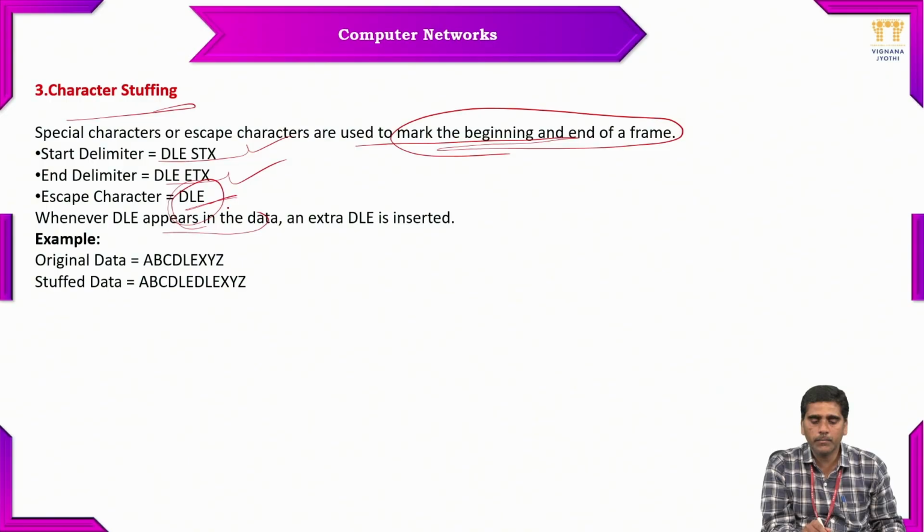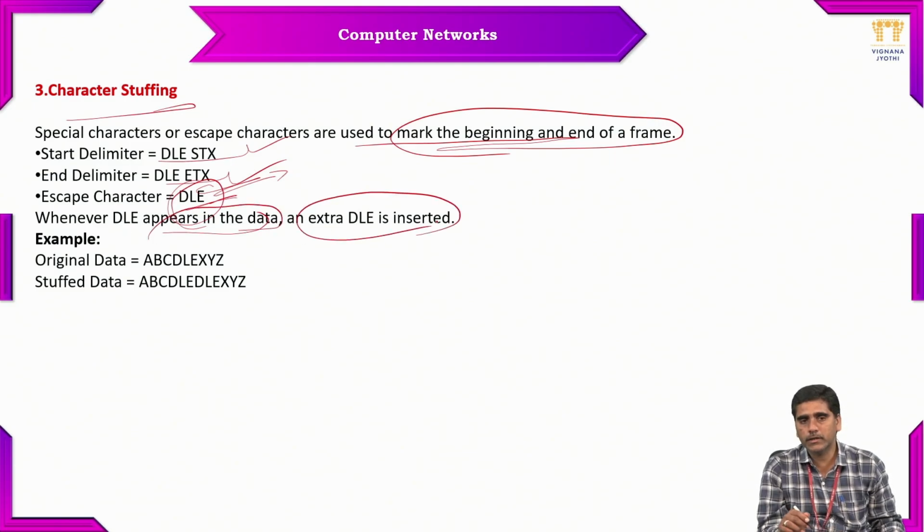Whenever the DLE appears, this is the stuffed character. You want to stuff this DLE into the data. So whenever the DLE appears in the data, an extra DLE is inserted. That means if your original data is ABC DLE XYZ, this is the original data. Now you are going to do the character stuffing. Out of all the original data, wherever the DLE occurs, that DLE is stuffed with the escape character, again DLE.